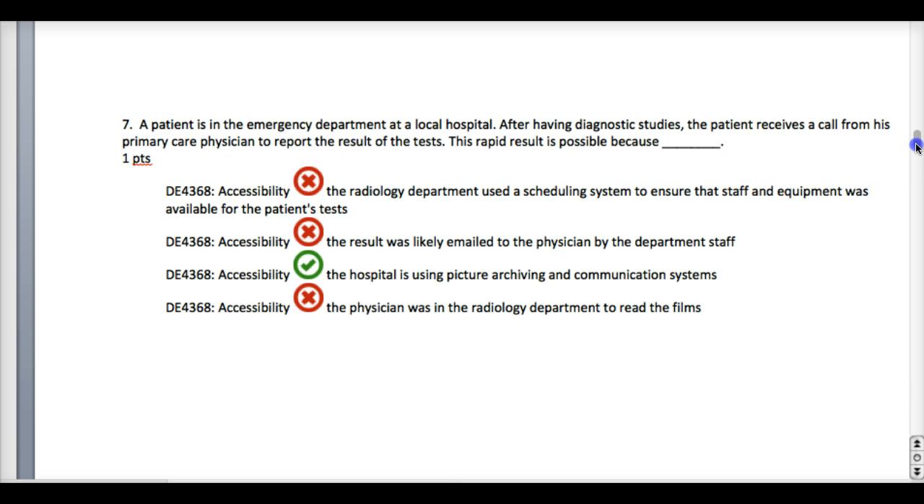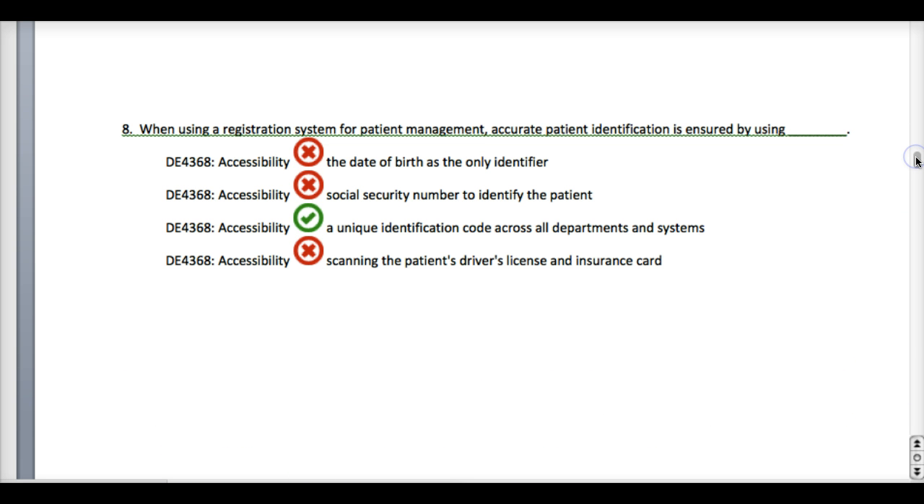All right, question number 8. When using a registration system for patient management, accurate patient identification is ensured by using date of birth. We don't use that as the only identifier. Social security number, the same thing. A unique identification, a code that's used across all departments is the correct answer. And scanning the patient's driver's license and insurance card is certainly not the way that a registration system works. And that is on page 128 in the presentation, slide number 15.